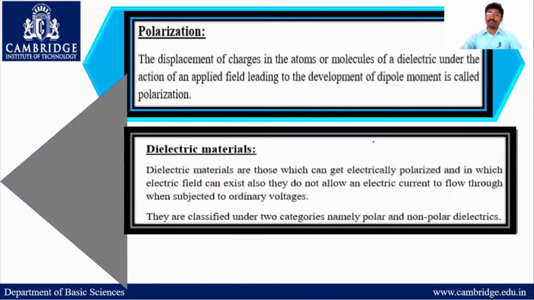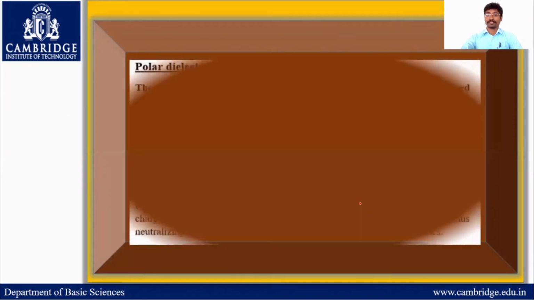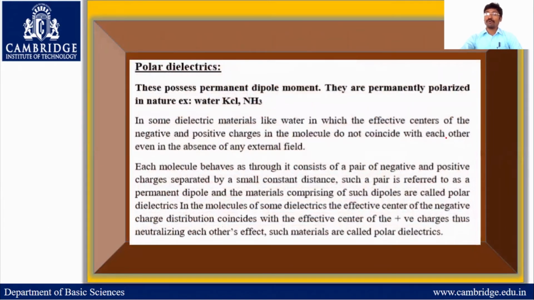Next, we will see the dielectric materials. Dielectric materials are electrically polarized, in which the field can exist. Also, they do not allow the electric current. Is it clear now? There are two types of dielectric materials. One is polar dielectrics, another is non-polar dielectrics. Now we will see the polar dielectrics. What is a polar dielectric? These possess a permanent dipole moment and are permanently polarized in nature. Example: water, KCl and NH3. These are the examples for the polar dielectrics.